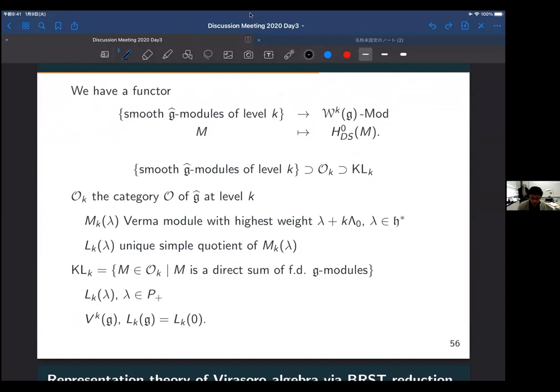So G-hat, the affine algebra, contains the finite dimensional Lie algebra naturally. So when we restrict the representation to this subalgebra, it's a direct sum of finite dimensional representations. For example, the simple module belongs to this category if and only if lambda is integral dominant as a weight of the finite dimensional G. And the universal affine vertex algebra's simple quotient, a bit confusing notation, is the same as L_K(0) as a G-hat module. These things are objects in this category.